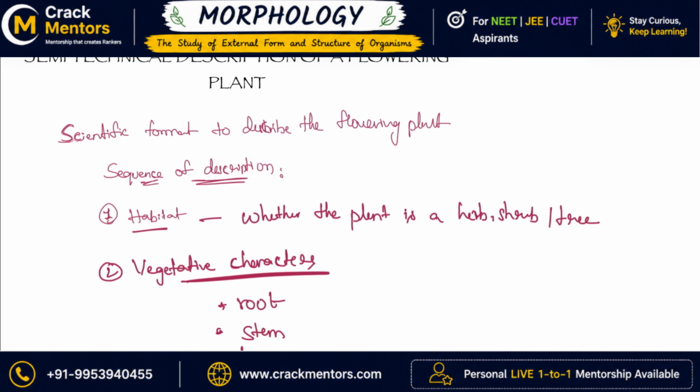In the floral characters, we talk about inflorescence. Inflorescence is the arrangement of the flowers on the floral axis. We have racemose and cymose inflorescence. So we write about the type of inflorescence and also about floral parts. In the floral parts, we describe calyx, corolla, androecium and gynoecium.